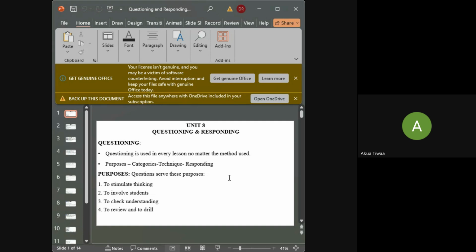So we'll be looking at questioning and responding. As we have seen in every lecture, every class, every lesson, there is a question there. No matter what method a teacher is using, questions will come in. So questioning plays a very critical role in every lesson.